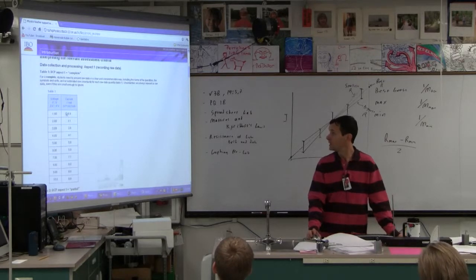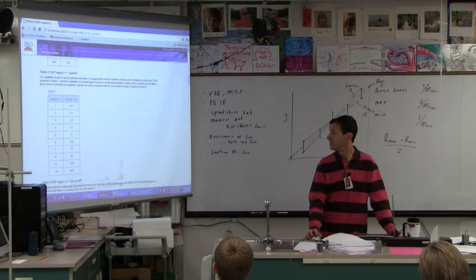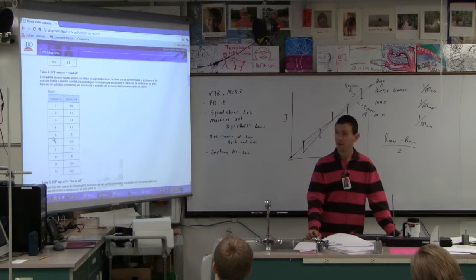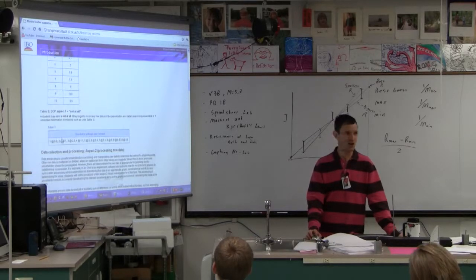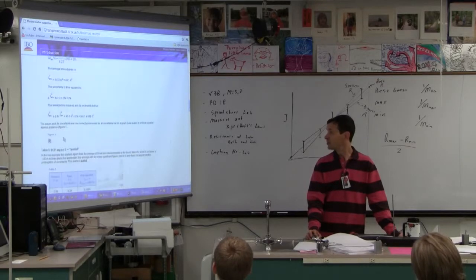Here they show you the data table. They tell you why this is complete and why this is incomplete. What's wrong with this one? It doesn't show the uncertainties. The sig figs aren't right, are they? This one's just terrible. Now, keep scrolling down, keep scrolling.